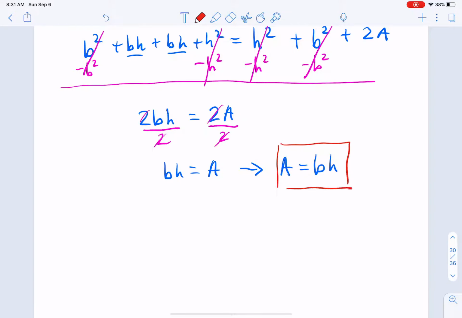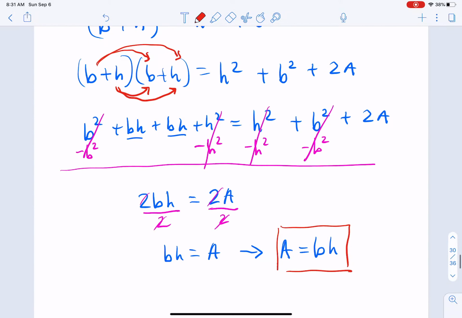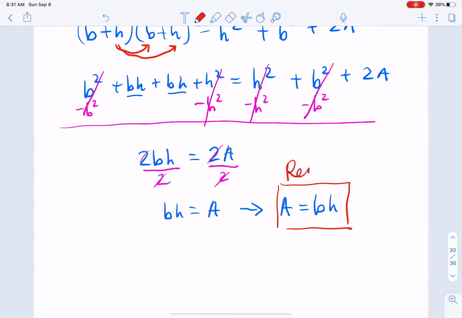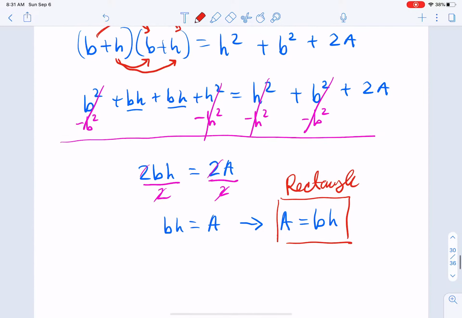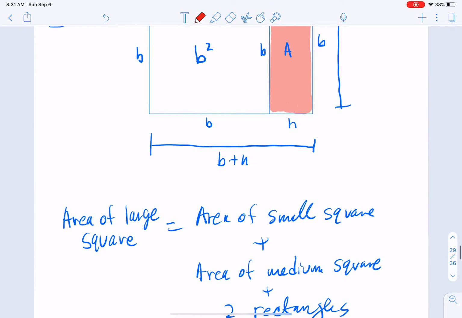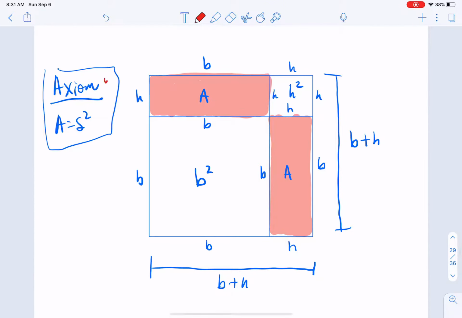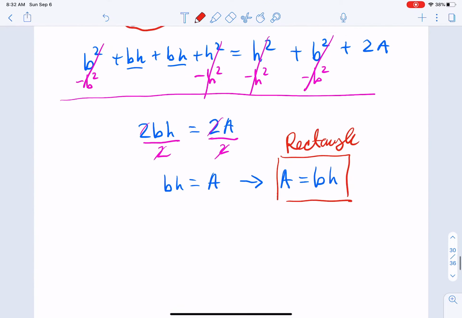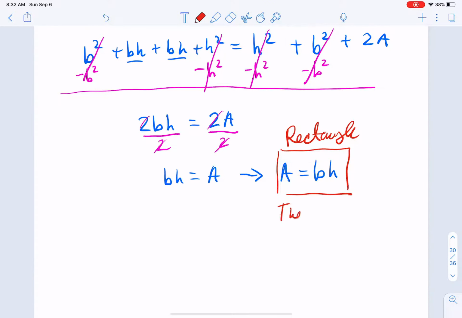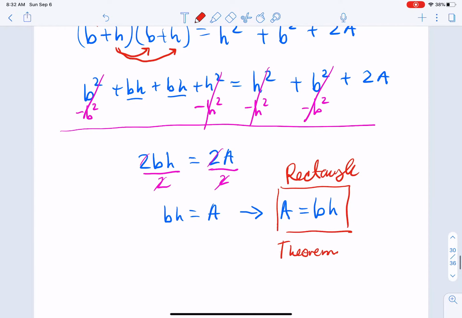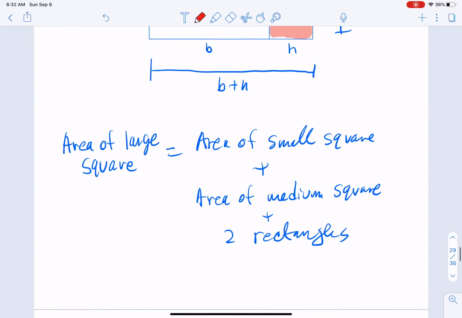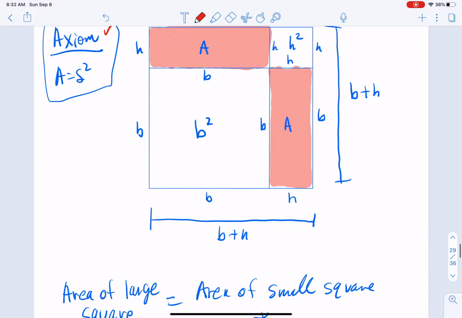We have proven that the area formula for a rectangle is base times height based on the assumption that the area of a square is side squared. And that's how an axiomatic system is formed. So this one, the area of a rectangle, is an example of something called a theorem. It's called a theorem because it was proven based on some simpler idea, and that one was the assumption of the area formula of a square.